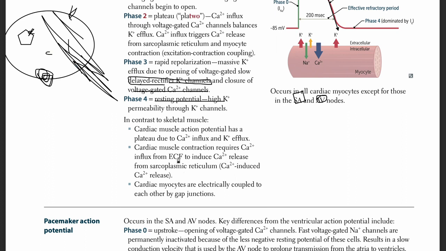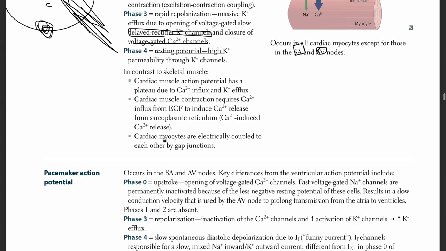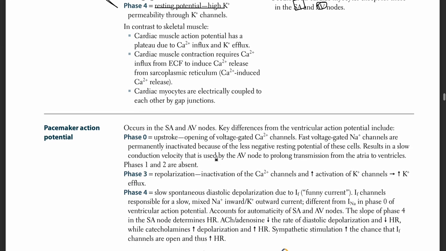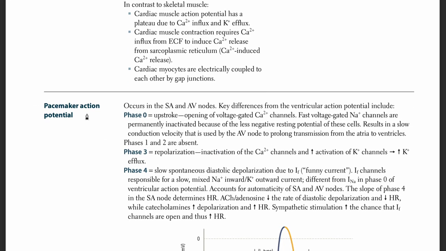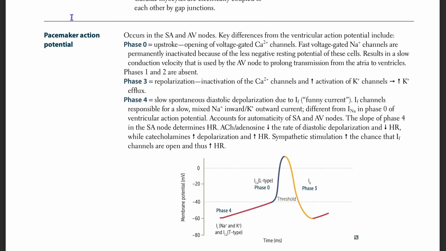Okay, so this is induced calcium release from the sarcoplasmic reticulum, calcium-induced calcium release. Cardiac myocytes are electrically coupled to each other by gap junctions. Okay. Now we are doing the pacemaker action potential. It occurs in the SA and AV nodes.